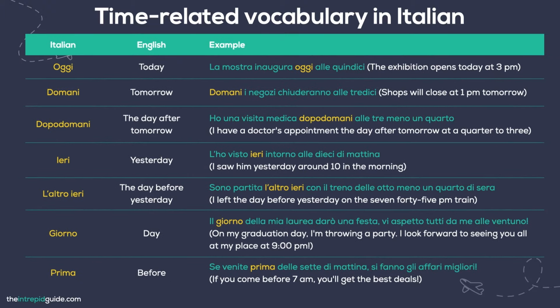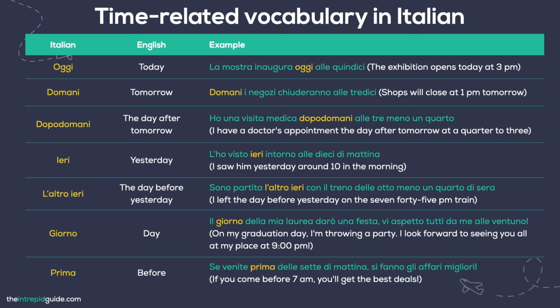Oggi. Today. La mostra inaugura oggi alle 15. The exhibition opens today at 3 p.m. Domani. Tomorrow. Domani i negozi chiuderanno alle 13. Tomorrow shops will close at 1 p.m. Dopodomani. The day after tomorrow. Ho una visita medica dopodomani alle 3:15. I have a doctor's appointment the day after tomorrow at 2:45.